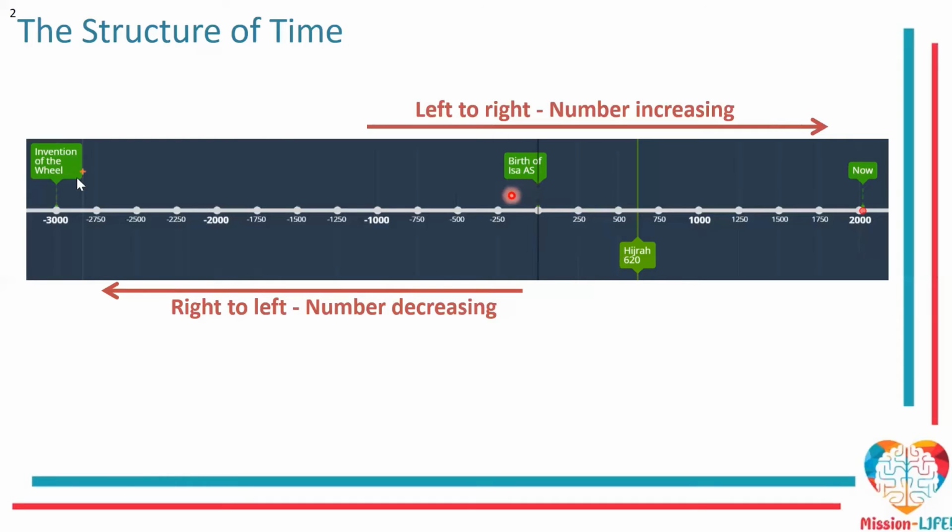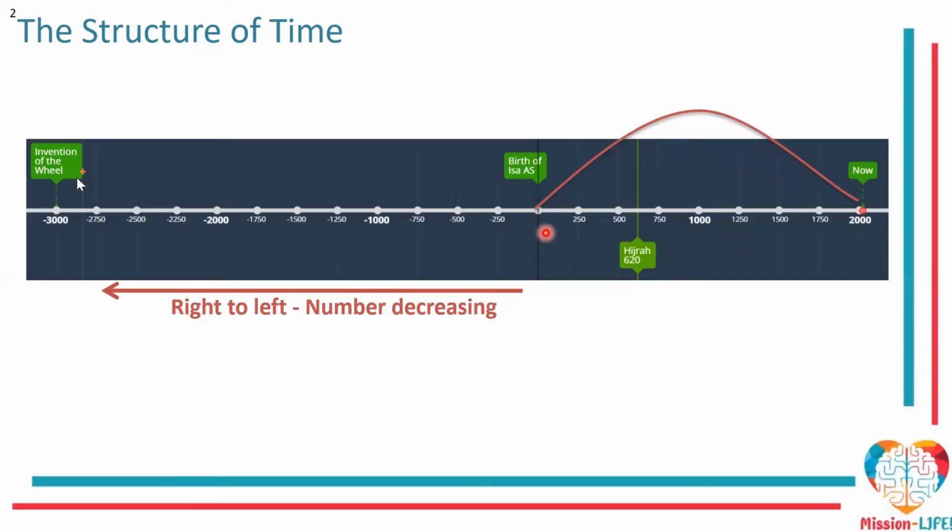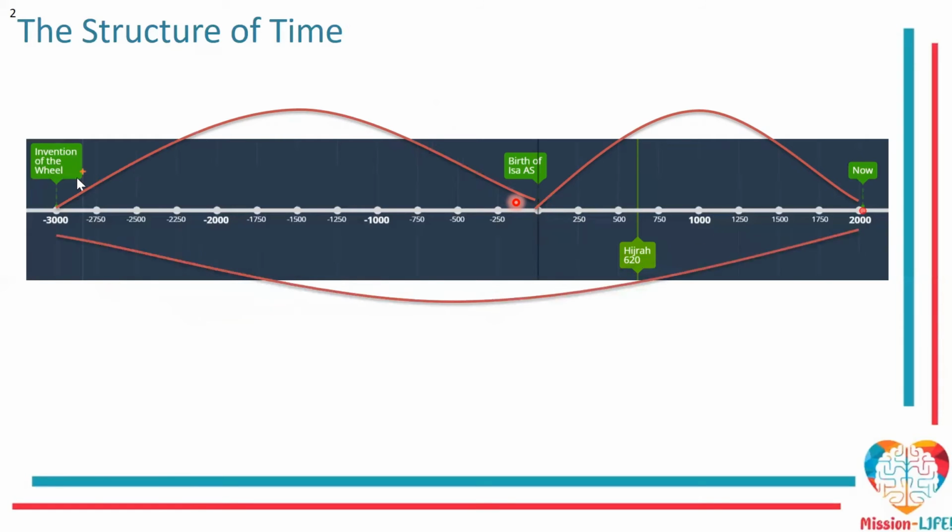So with the Christian calendar, Isa alayhi salam was born approximately 2,000 years from today. Let's mark it with this red jump on the timeline. 2022 years to be more accurate, and the wheel was invented approximately 3,000 years before his birth. Which means that the wheel was invented approximately 5,000 years from now.